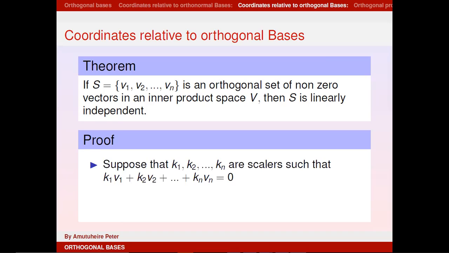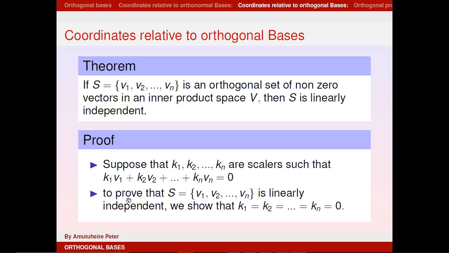What does linear independence mean? When we write a linear combination of the elements of this set, the only way that linear combination can be zero is if each of the constants is equal to zero. So to prove that S is linearly independent, we need to show that each of the constants is zero.